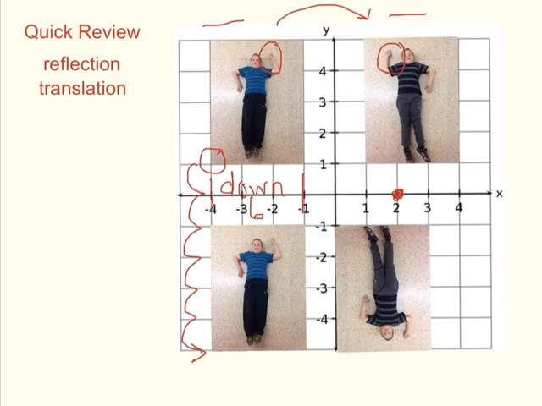Notice how the points on the original shape are still the same distance from the rotation point. Down and over, the same, up and over. Nothing's changed.